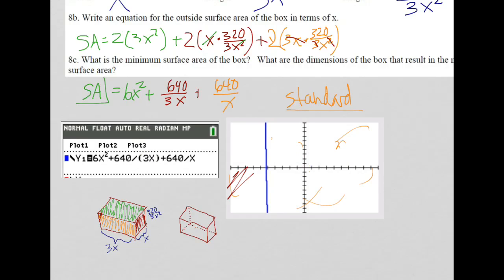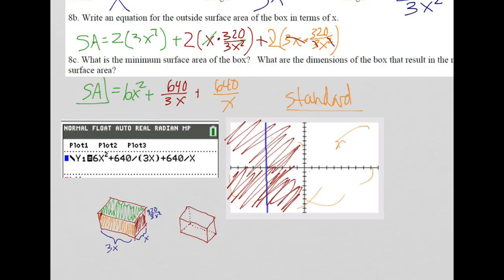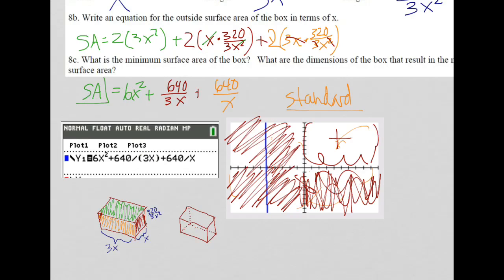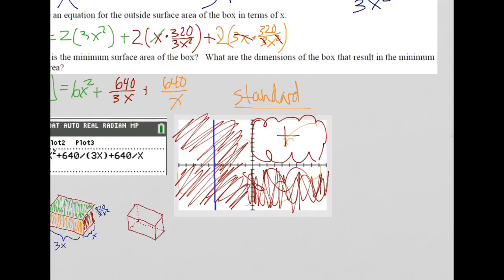So that means I don't need any of this negative x world over here because it doesn't make any sense. The reason it doesn't make any sense is because that is like talking about negative width. There is no such thing. And I don't need this bit down here either, because that is talking about negative y values, i.e. negative surface area. What is that? It's not a thing. So I'm only focused on this quadrant right here, this lovely, magical, positive land.